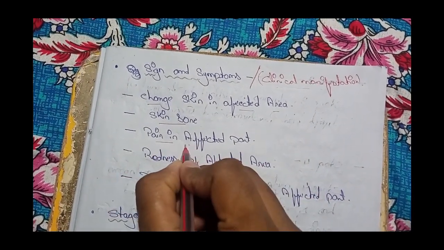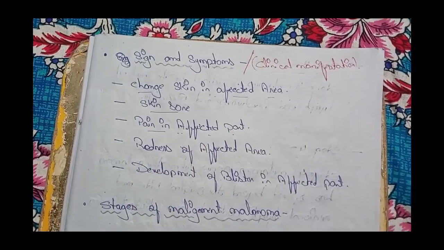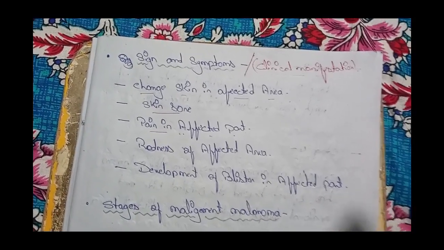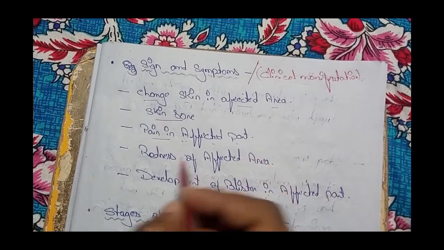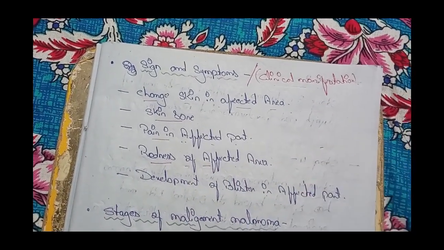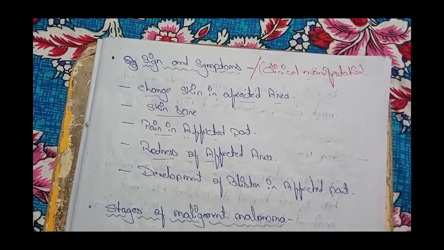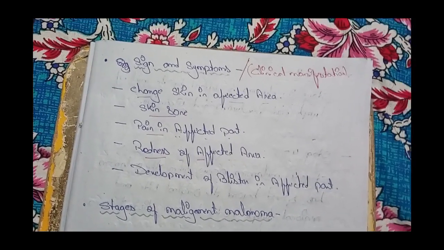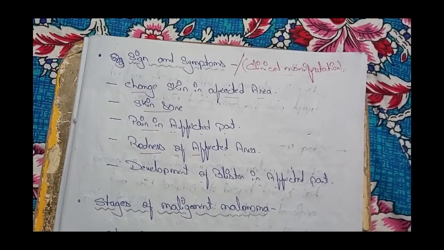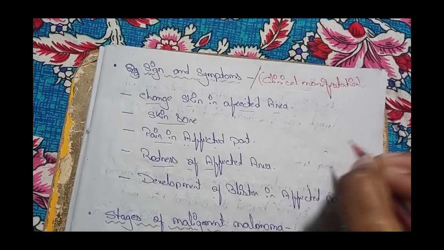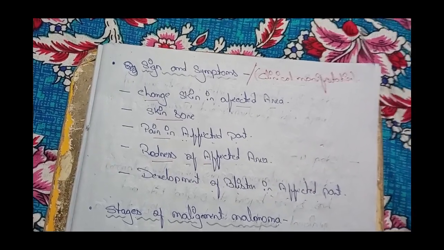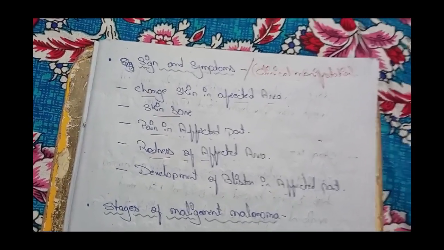Then pain in the affected part; obviously if blisters are happening then pain happens in that part. Redness of the affected area: when blisters occur, redness, pain and itching all come. Development of blisters in the affected area; if blisters and skin sores are happening, obviously redness and pain come.